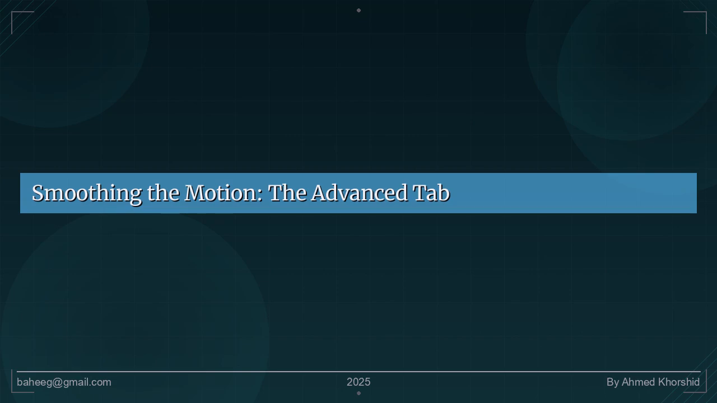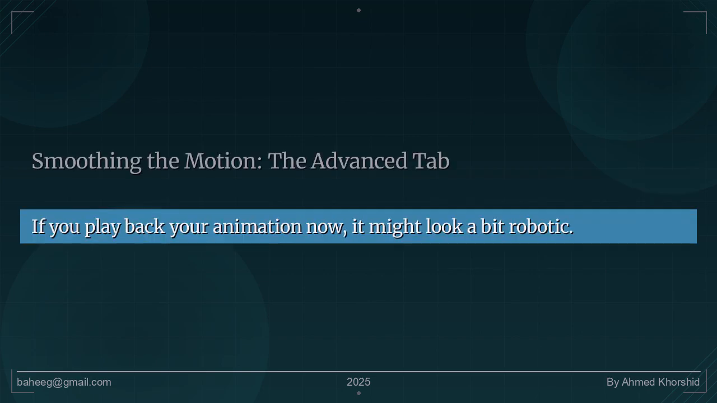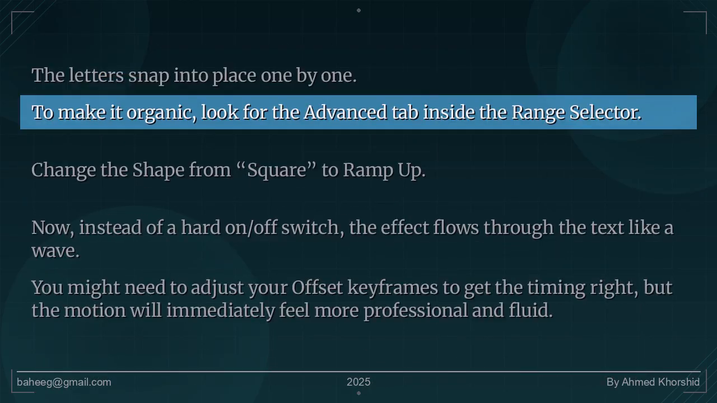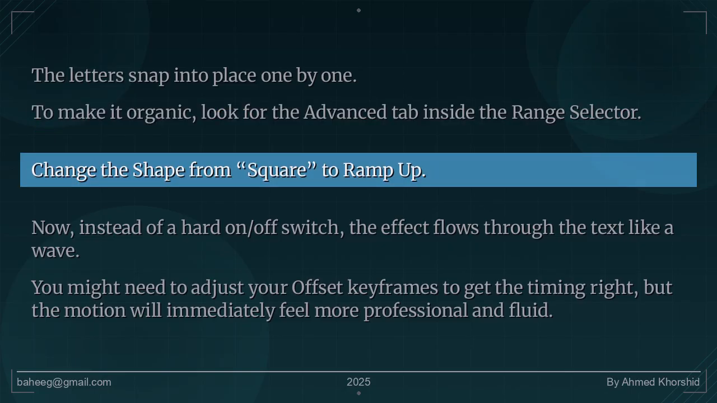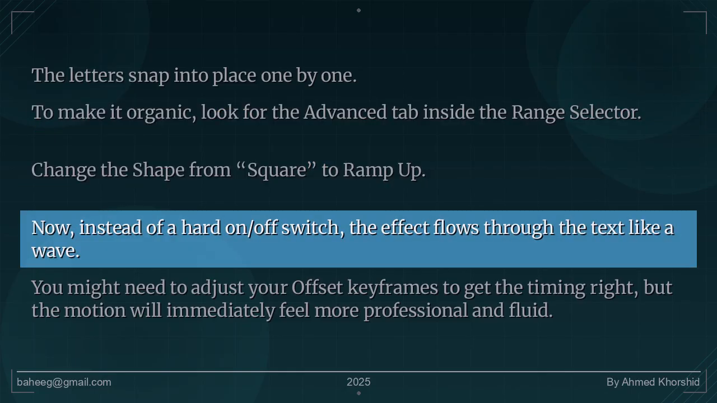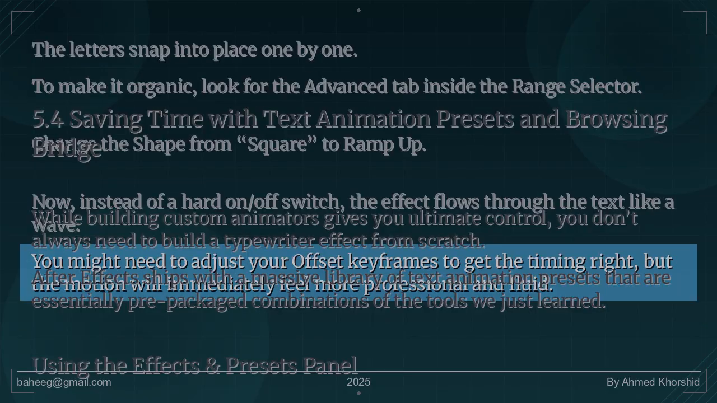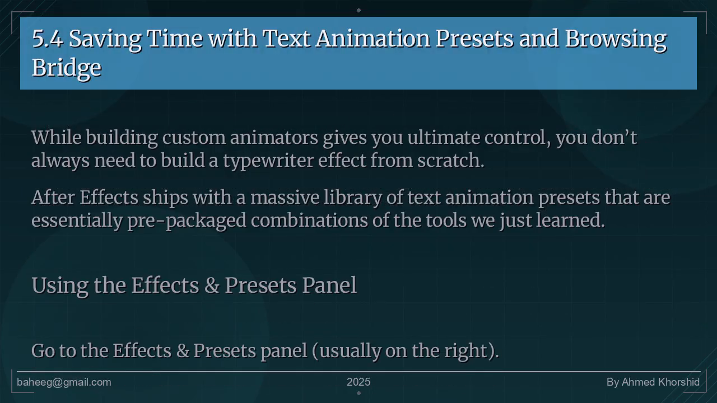Smoothing the motion, the Advanced tab. If you play back your animation now, it might look a bit robotic. The letters snap into place one by one. To make it organic, look for the Advanced tab inside the range selector. Change the shape from square to ramp up. Now, instead of a hard on/off switch, the effect flows through the text like a wave. You might need to adjust your offset keyframes to get the timing right, but the motion will immediately feel more professional and fluid.